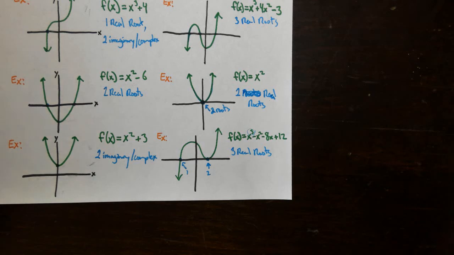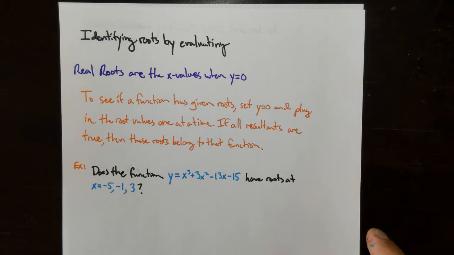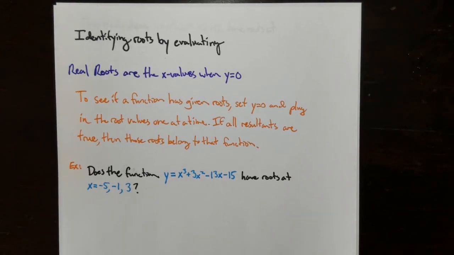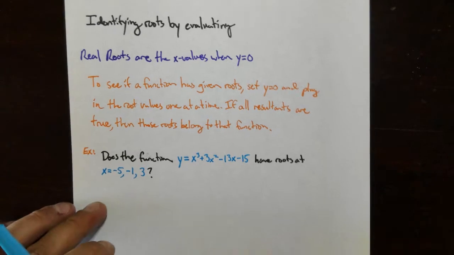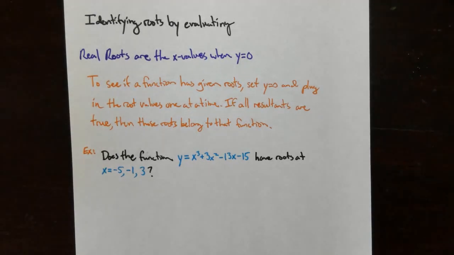Let's shift our attention just a little bit, though. I want to talk about identifying roots by evaluating. So remember that real roots are the x values when y equals 0, because that's where it crosses the x-axis, and the x-axis is where y equals 0. So, to see if a function has given roots, we want to set y equal to 0 and plug in the root values one at a time. If all resultants, meaning after we simplify, are true, then the roots belong to that function.